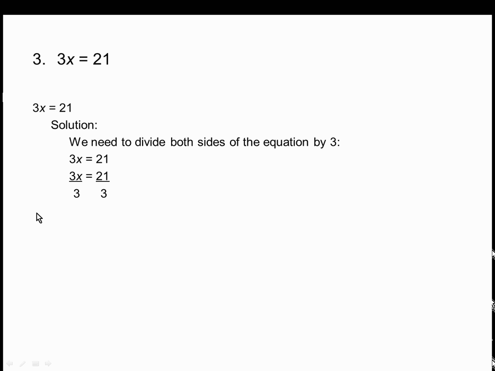Number 3, I have 3x equals 21. Okay, I've got 3 multiplying the x. I want to do the opposite of that, so divide both sides by 3. So on the left, the 3's cancel, and on the right, 21 over 3 is going to be 7. So I'm simplifying to get x to equal 7. Again, with division, we will say the word divide, but really what we mean is write the fraction and reduce it.